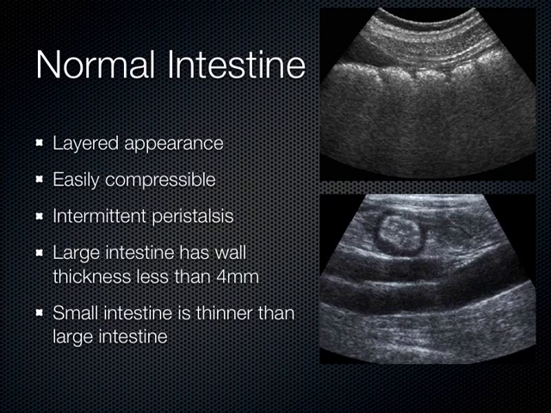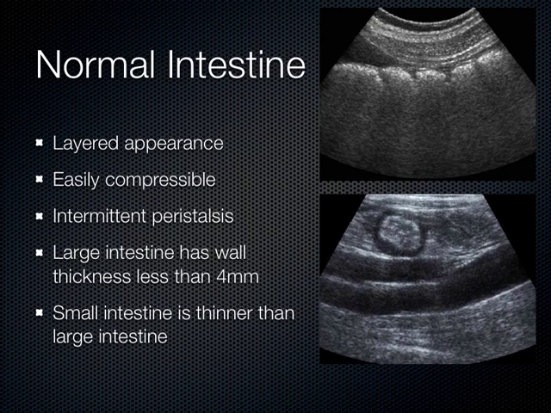This is normal intestine. This is what we expect to see, sort of a layered appearance. It's easily compressible. So anybody in this room, including the models this afternoon, you'll see you compress on those loops of bowel. They just squirt closed and no problem. They peristalse every 10, 20 seconds. You'll see peristalsis roll through, and that's normal.